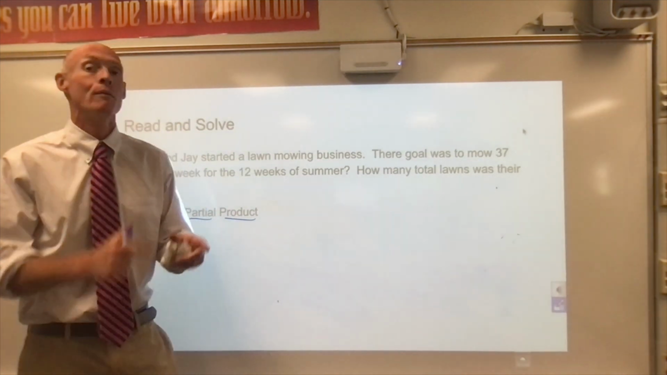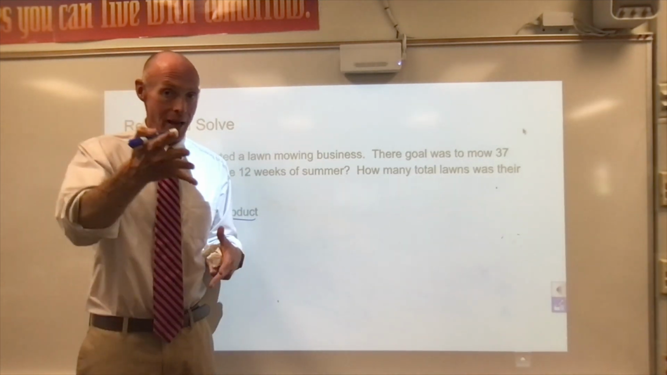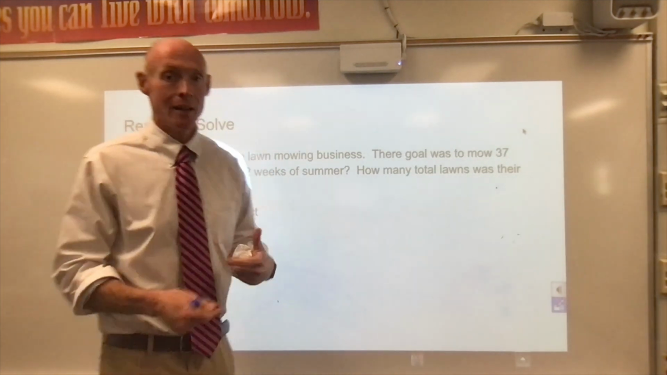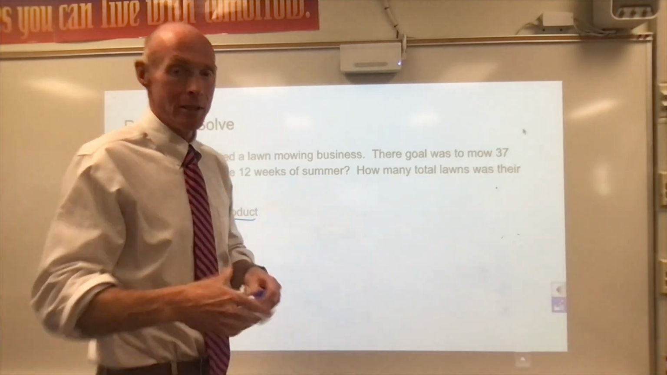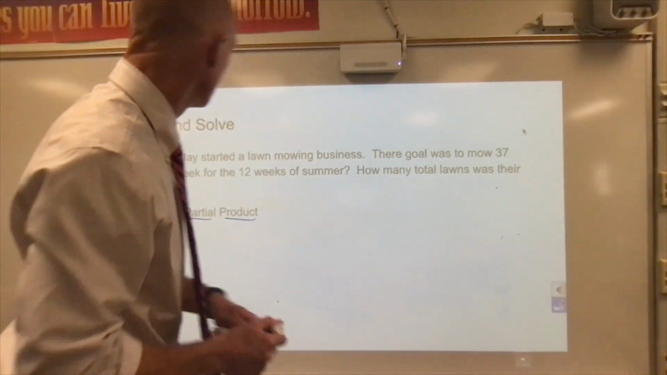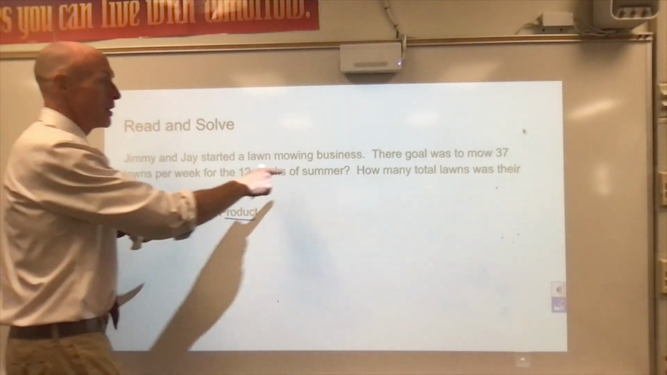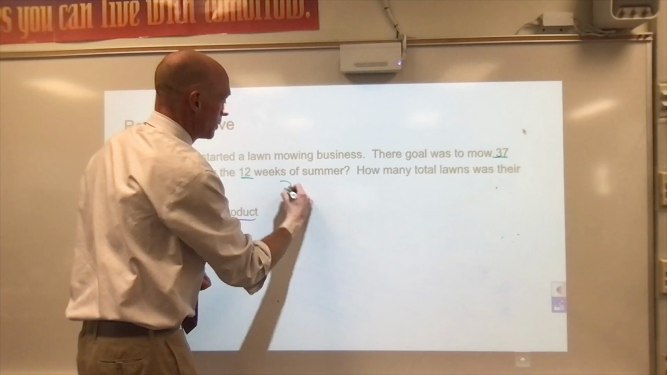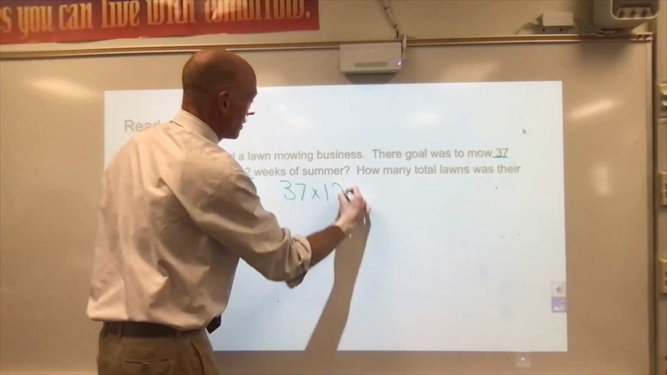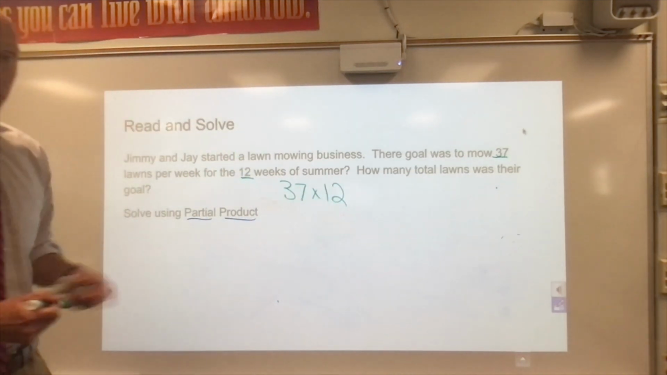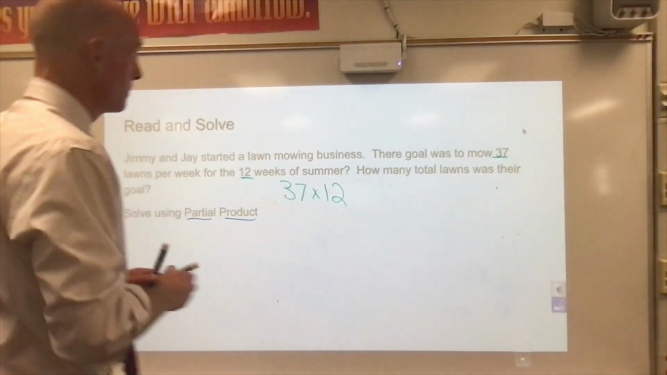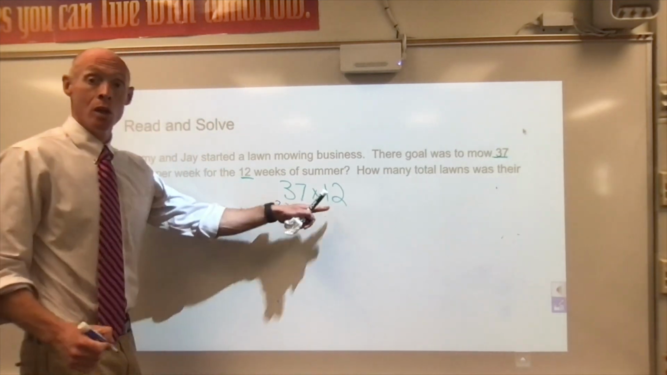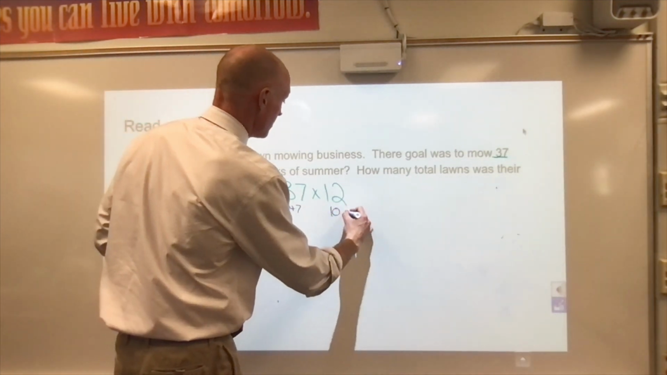Okay. Partial product. Very similar to the area model in that you break down the numbers by their place value. Different in the fact that it's lined up a little bit differently. Let me show you. So what do we know? We know the problem is going to be 37 times 12. First thing, let's break down these numbers. 37 is going to be a 30 plus 7. 12 is going to be a 10 plus 2.